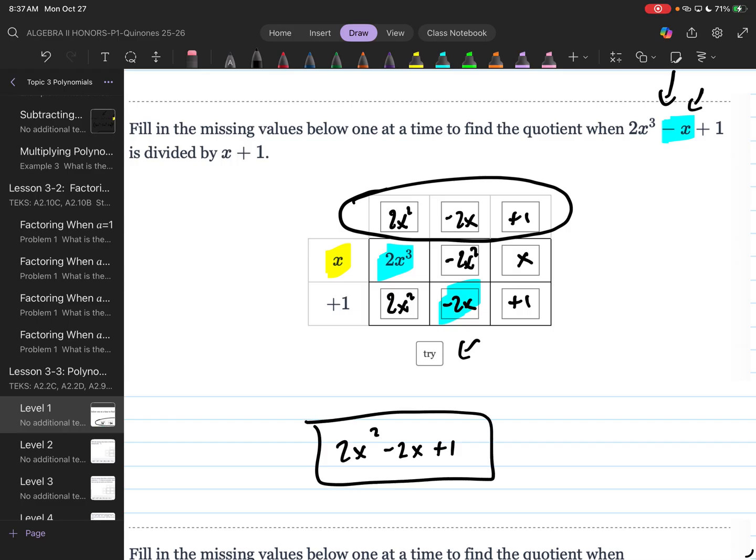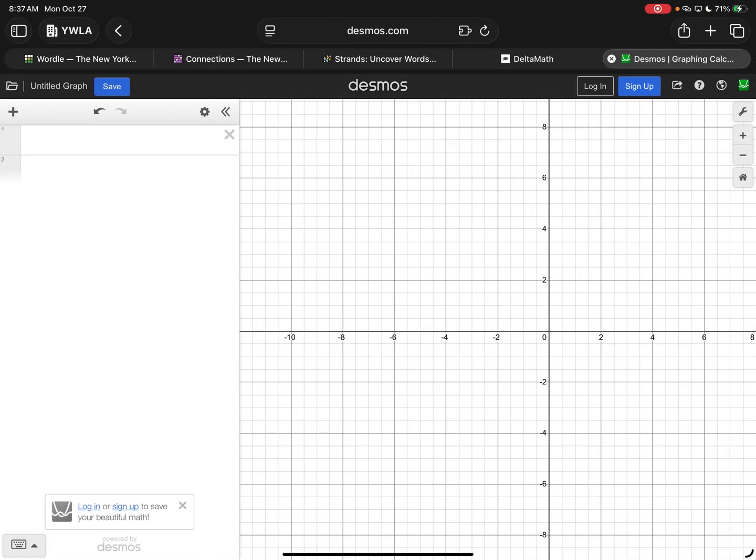Now, how do you check it? How do you as the individual check it? Put it in the calculator, right? Put it into Desmos graphing, right? As a way to check yourself. The whole point is to wean off of this and gain more mathematical independence, right?